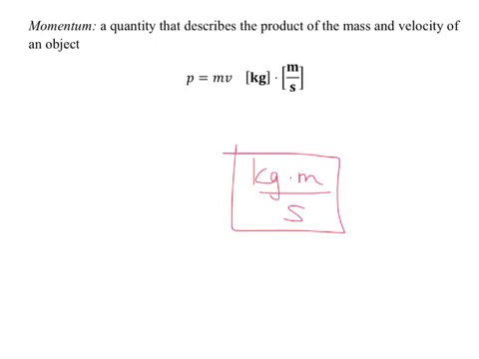Say again? P represents the variable for momentum. P means momentum. Okay, momentum equals mass times velocity.